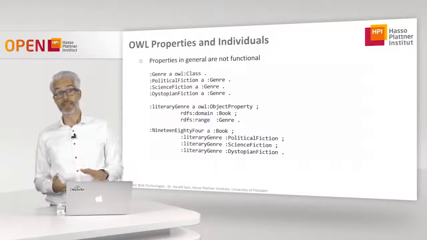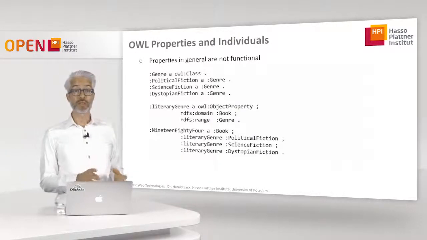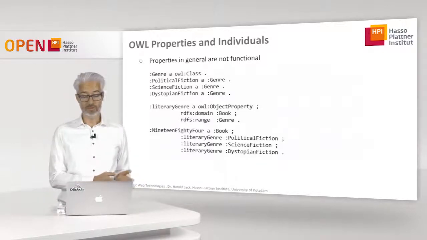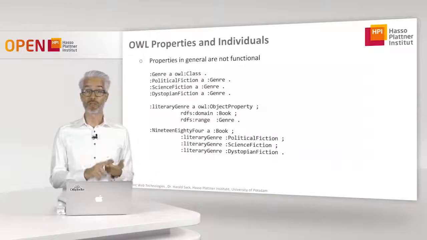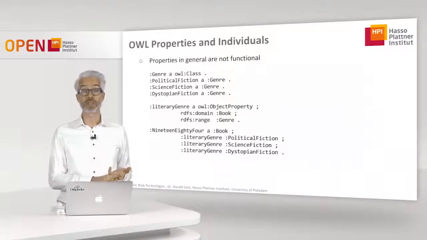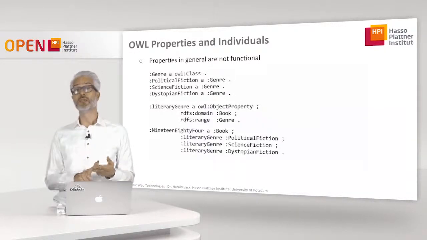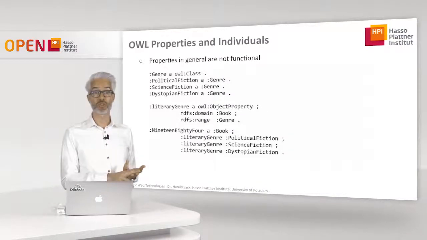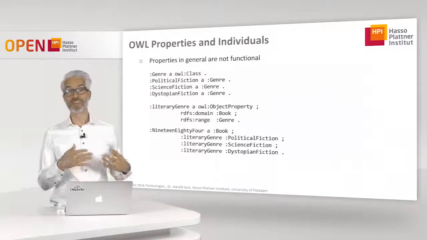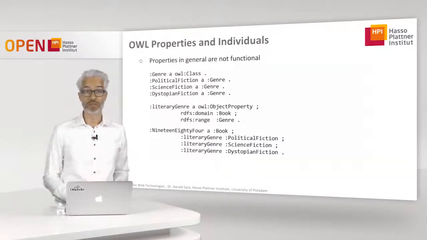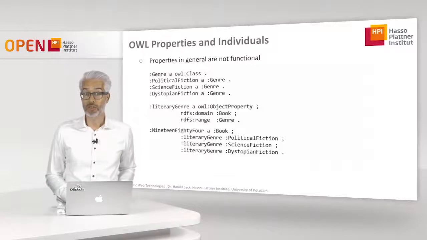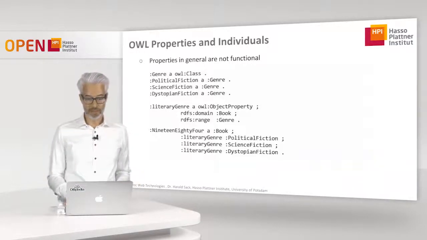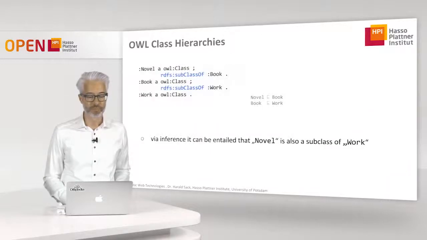So next I can say to which genre the book 1984 belongs. And I say 1984 is a book and it belongs to the following literary genres. It belongs to political fiction, science fiction, and dystopian fiction. So this is not restricted to a single use. This means this is not functional, or not necessarily functional, simply because I did not declare that object property to be explicitly functional. So therefore, in general, it's not functional. Here you see it in a simple example.